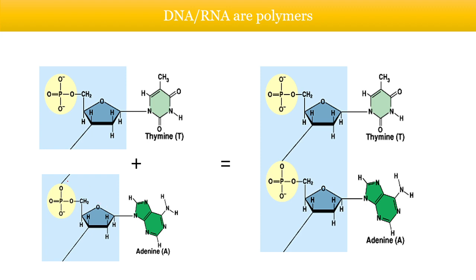So you have an OH over here, and you have an H over here. That particular thing is lost, and you get that particular chain. Okay, so this is your 5 prime phosphate, and you have a 3 prime OH that will be at the end.